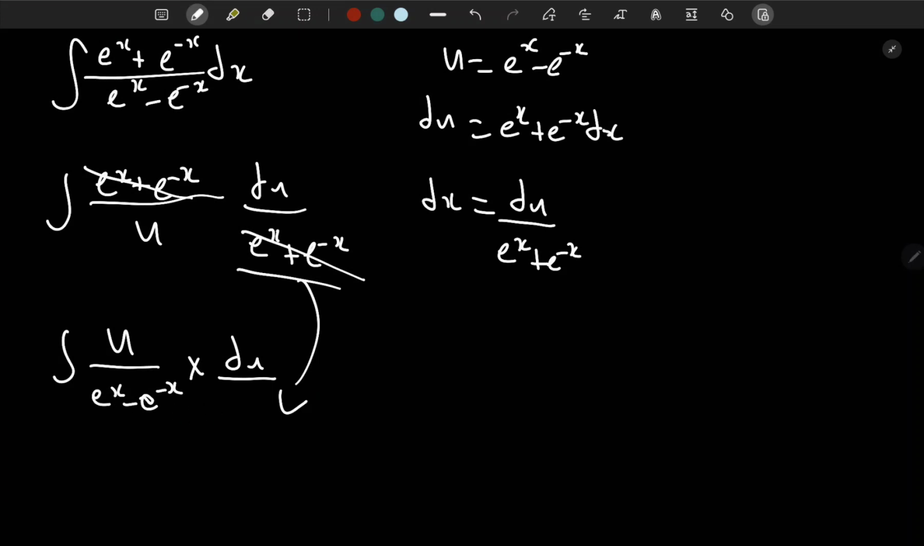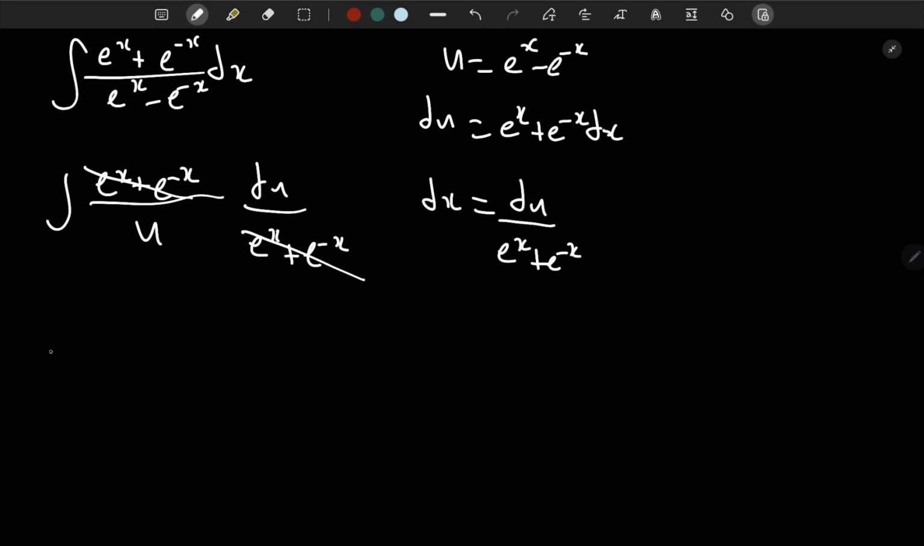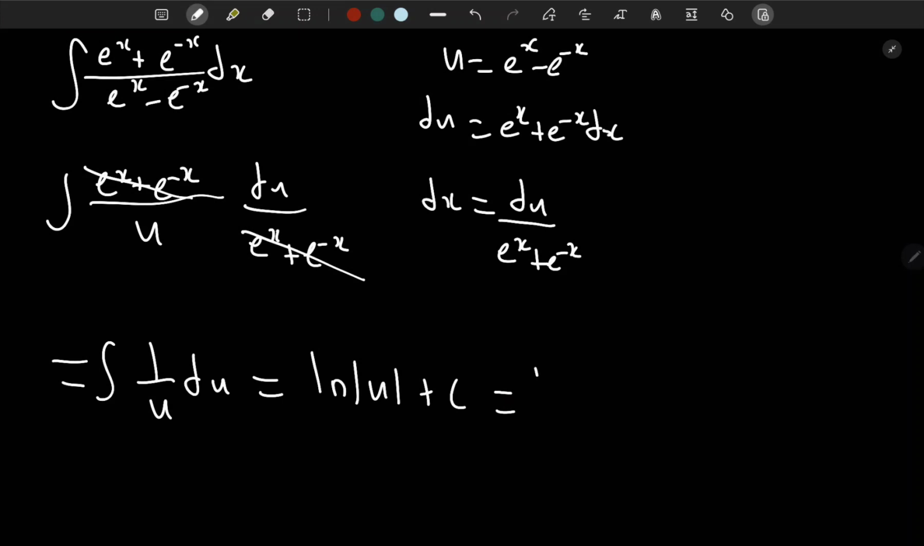So once we do that, we are left with the integration of 1 over u du, and the integration of this is just ln u plus c, and now we can replace u with what we have from the original part, and it is equal to ln of e to the power of x minus e to the power of -x plus c.